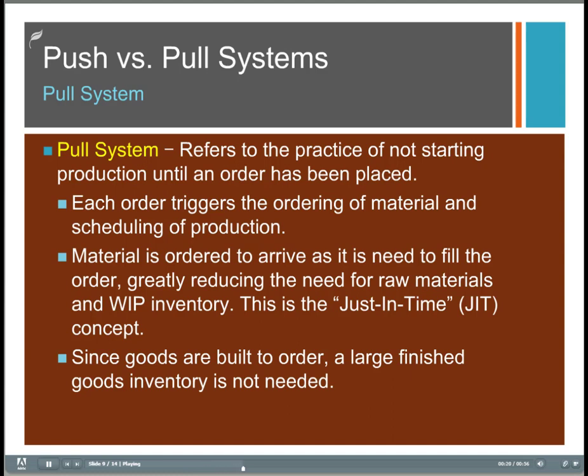Material is ordered to arrive just as it's needed, and that greatly reduces the need for raw materials. It also reduces work in process inventory, and you reduce finished goods inventory because theoretically, as soon as the product is completed, it would be shipped. This goes back to the old just-in-time concept. Now, since goods are built to order, large finished goods inventory, work in process inventory, and raw materials inventory is not needed.